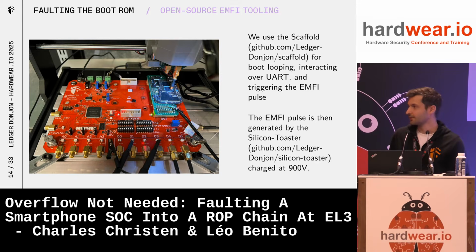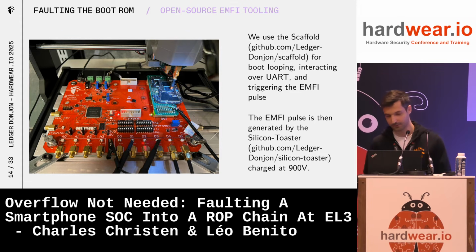Right. So as Leo said, because of the difficulties of the USB setup, we decided to instead look at the boot ROM. The very nice thing about the boot ROM is that it actually implements a very similar command handler as the preloader does, but it is exposed also over UART, not only USB. And so that simplifies the setup a lot. We can actually zoom in, and we are only left with the scaffold board and the silicon toaster. So the scaffold board is really all we need for this work.